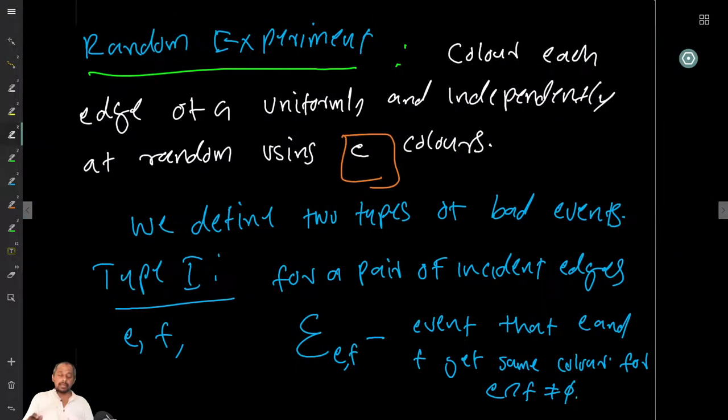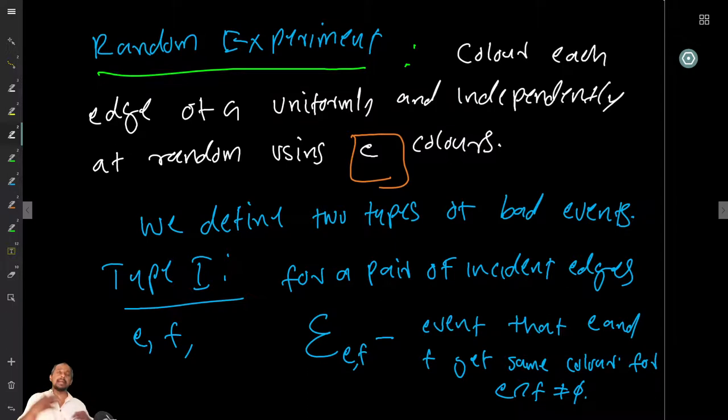So let us say that we can guarantee that our coloring is such that this event E_EF does not happen for any pair of adjacent edges. Then we know that the coloring is going to be a proper coloring, and that is precisely what is forbidden.